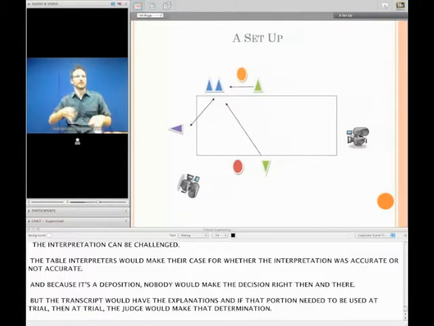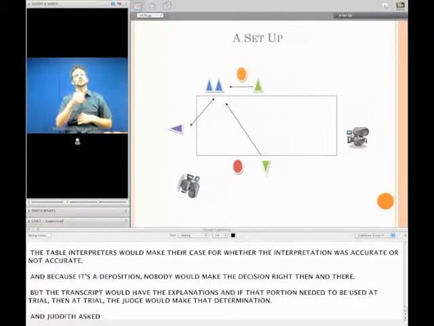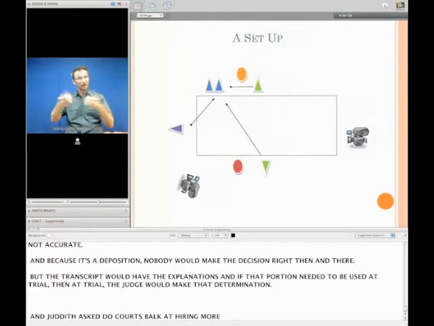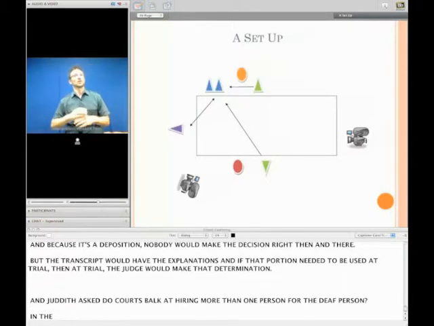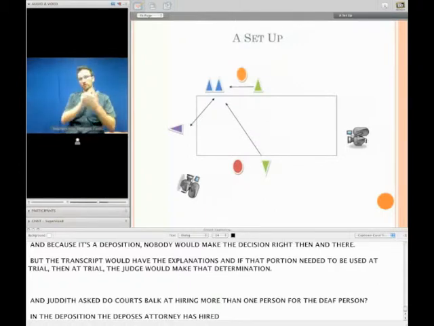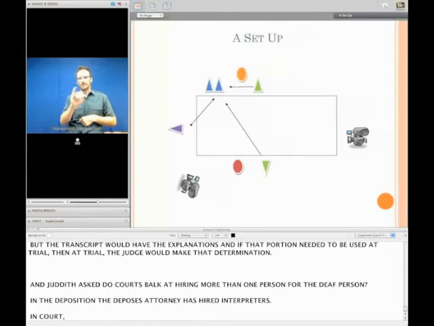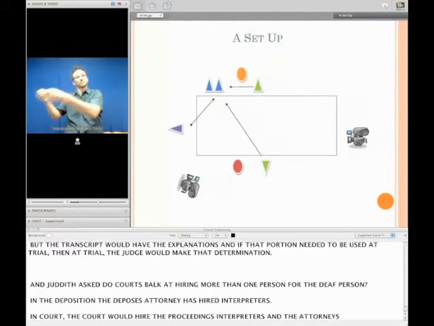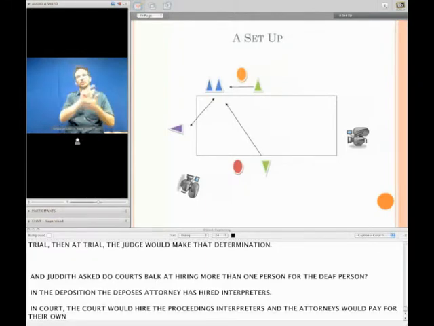And Judith asked, do courts or attorneys ever balk at hiring 4 interpreters for 1 deaf person? Seems it might be hard to convince them. In a deposition, the deposing attorney has hired 3 interpreters, and the defending attorney has hired their own table interpreter. In court, the court would hire the proceedings interpreters too, and the attorneys would pay for their own table interpreters. So the court's not being asked to hire 4.